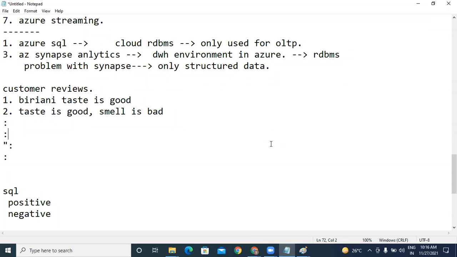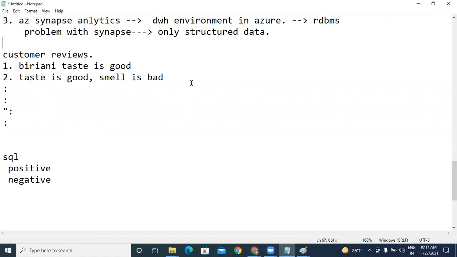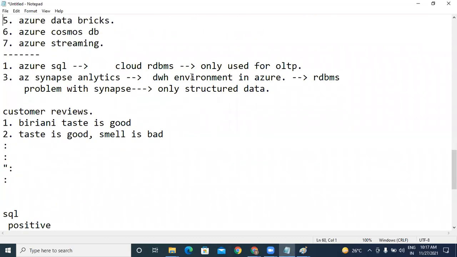Suppose I am discussing with you and our meeting is being recorded. What is the data shape of that recording, structured or unstructured? Purely unstructured. What about audio, video, images? These are all unstructured. These things cannot be handled by Synapse.